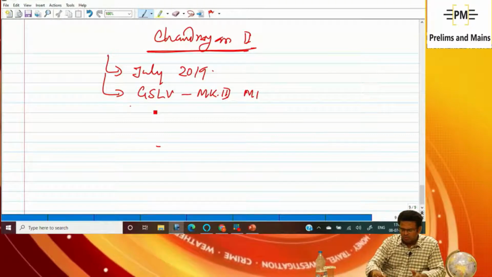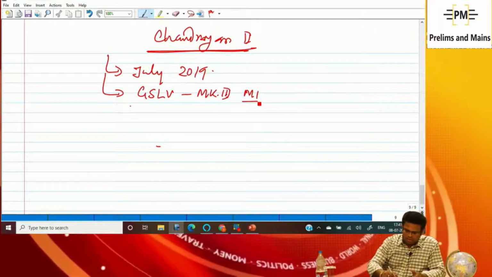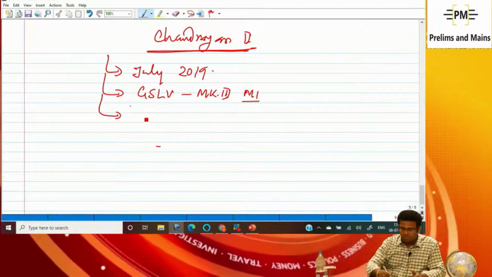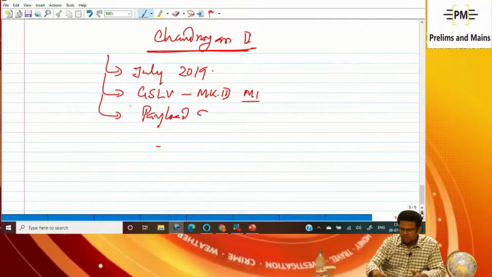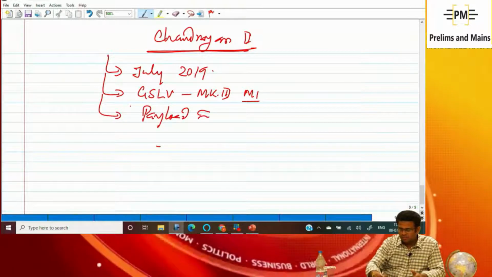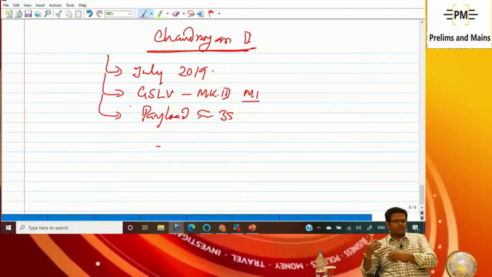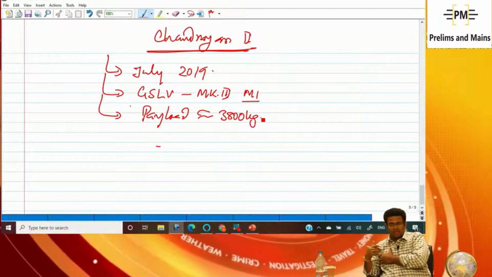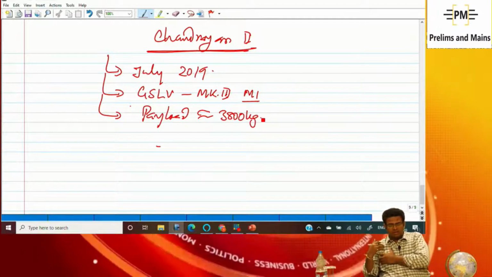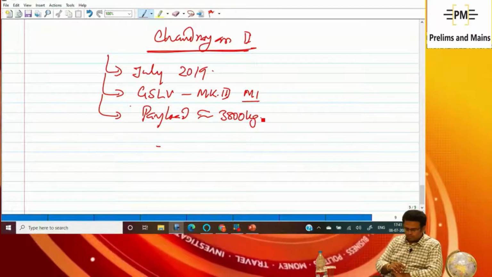तो यहाँ से भेजा गया, इसको M1 कहा गया. It is the first mission by the GSLV. Another one, if it is Mach 3, the payload is around 3800 kg. Understood? These are the things that you should remember: 2019, GSLV Mach 3, and the payload that has been sent, 3800 kg. Clear?